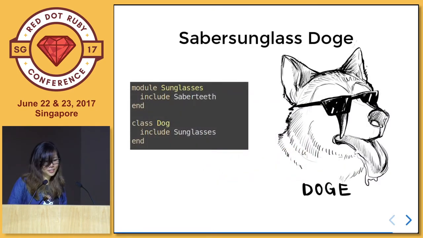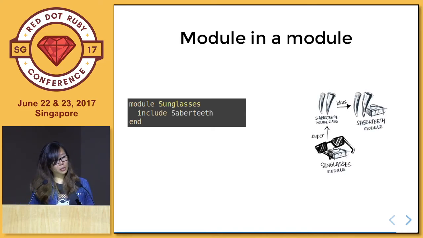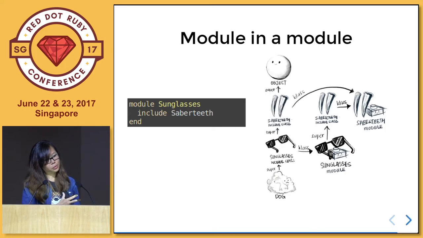Instead of giving Doge saber teeth and sunglasses, I want to give him a pair of saber-teeth sunglasses. How cool is that? Right? So first, I include the saber-teeth module in the sunglasses module, and then I finally include the sunglasses module in my dog class. What happens when I include a module in a module is really not too different from what happens when I include a module in a class. Basically, I create an include class of the included module, and I set the super pointer of the module I'm including that module in to point to the include class, right? So now the super pointer of the sunglasses module points to the saber-teeth include class. And finally, when I actually include the sunglasses module in dog, I just get two include classes inserted into the inheritance chain, just like this.